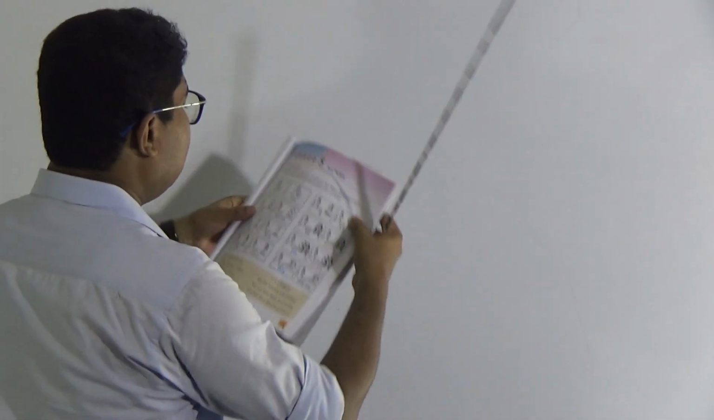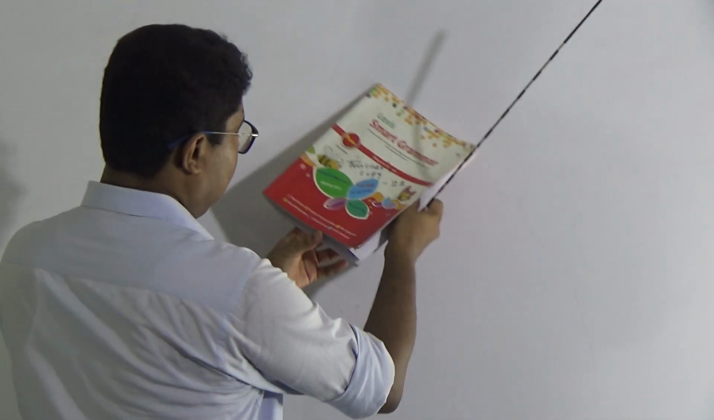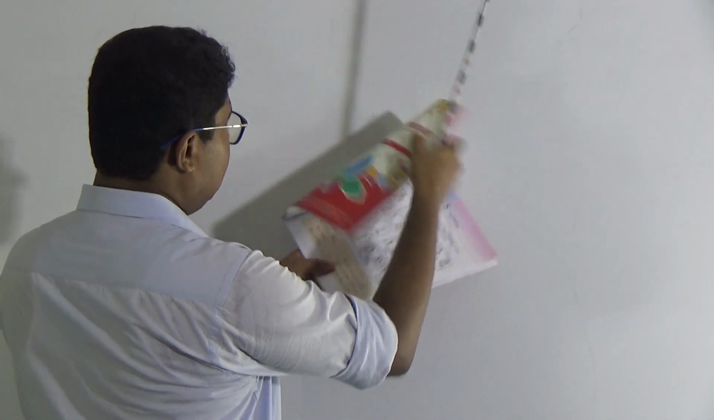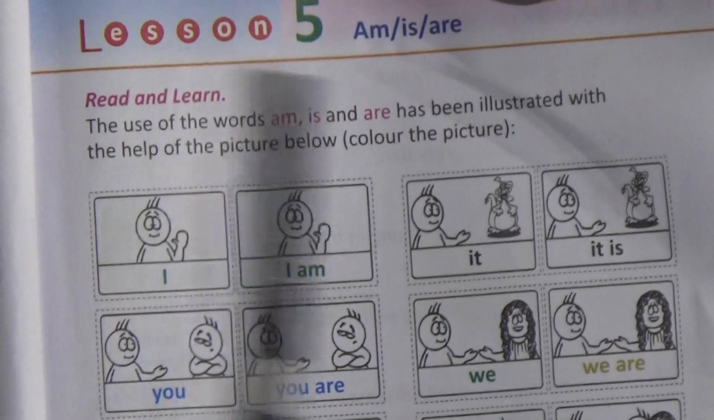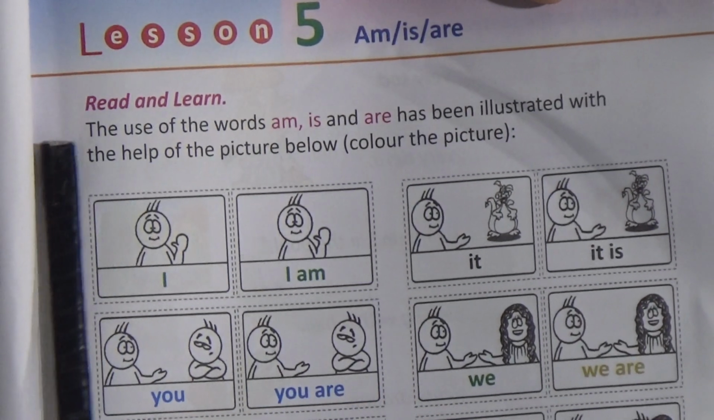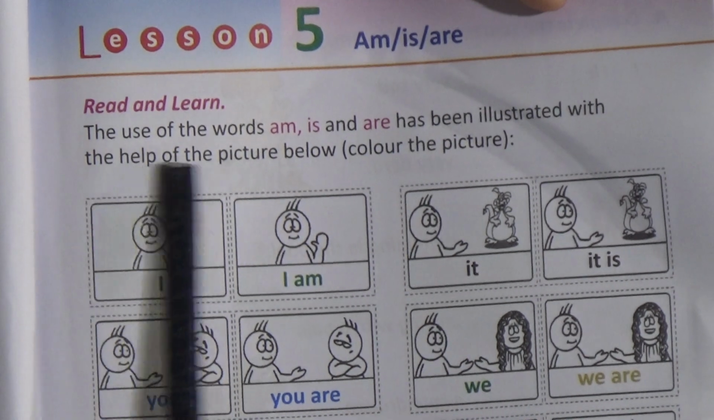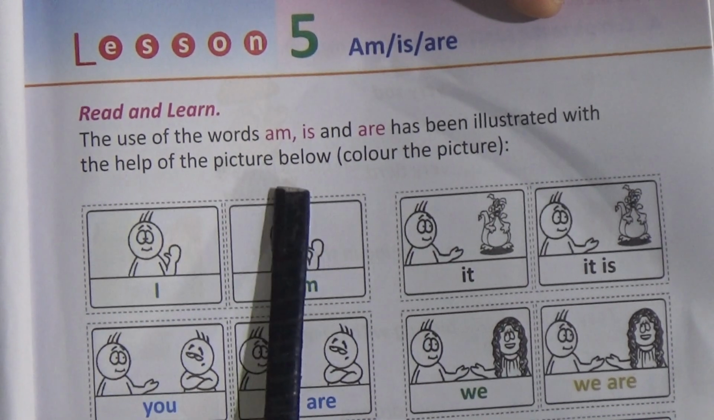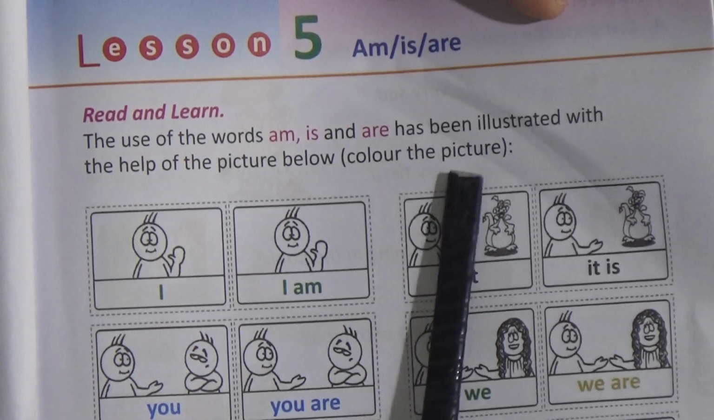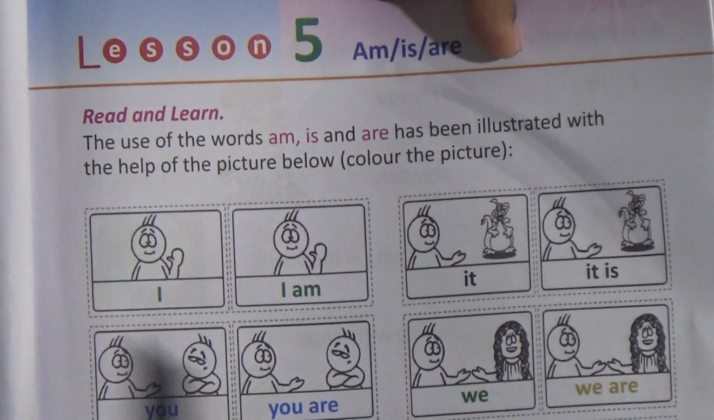So my dear students, open your Lexis Smart Grammar book, and then go to page number 27, Lesson 5. This is Lesson 5: am, is, are. So read and learn. The use of the words am, is, are has been illustrated with the help of the picture below. Color the picture. So you will color this picture.